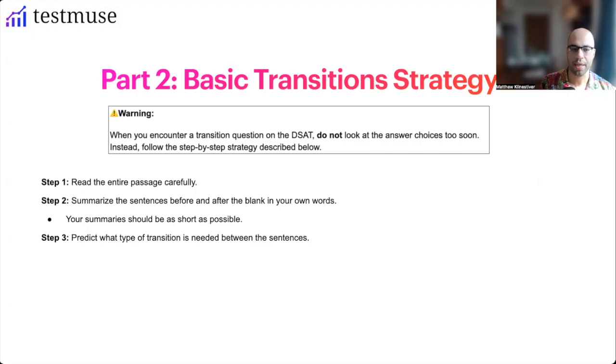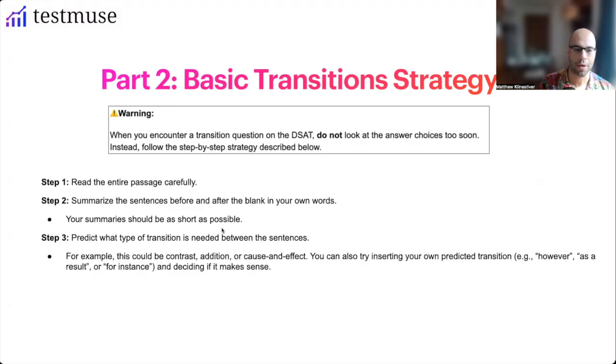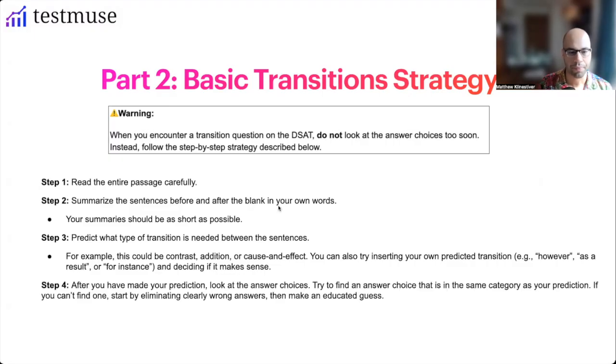And then you want to predict what transition is needed between the sentences. You can do that based on category, right? Say I need one of the categories we just talked about, contrast, addition, cause and effect. You can also just try to throw in your own transition there. However, as a result, for instance, and see if it makes sense.